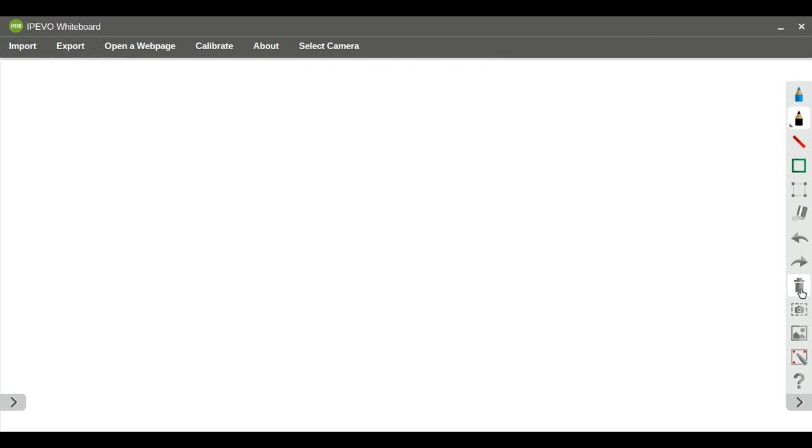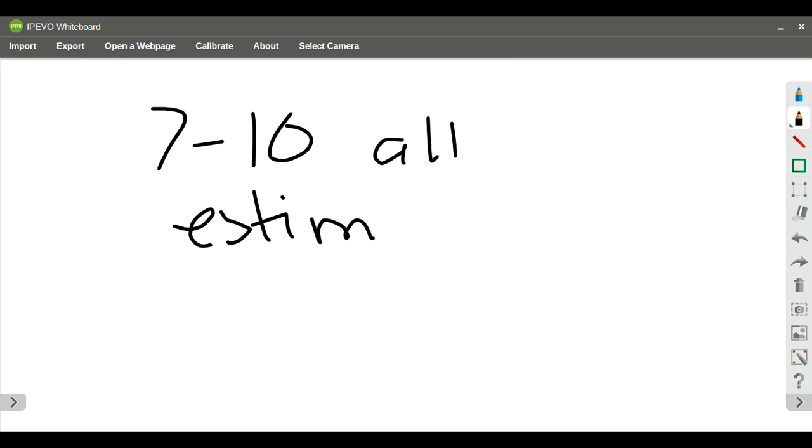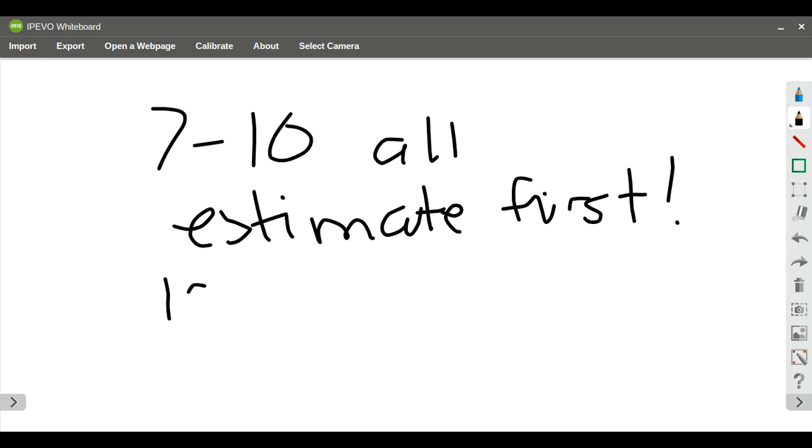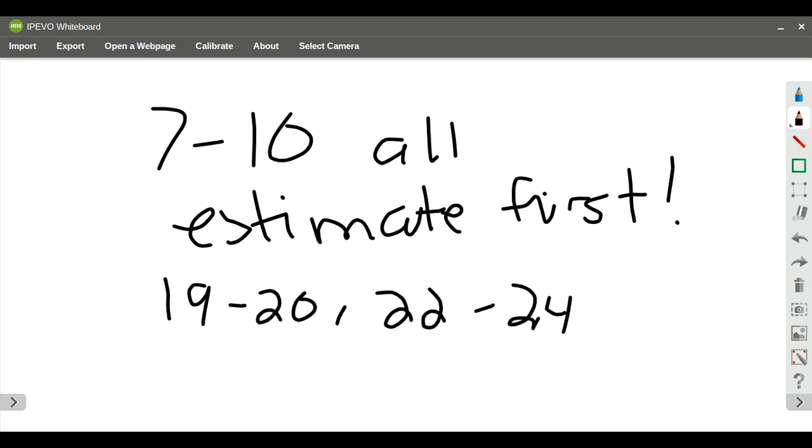For your independent practice, I'd like you to do problems 7 through 10. Remember to estimate. It asks for an estimation. You need to estimate first. We estimated first in all of the problems that we did. And then I'd like you to do 19 through 20, and then 22 through 24 on your math problem and practice.